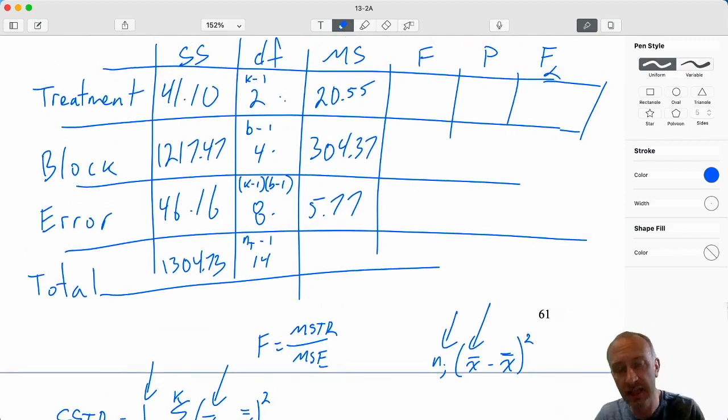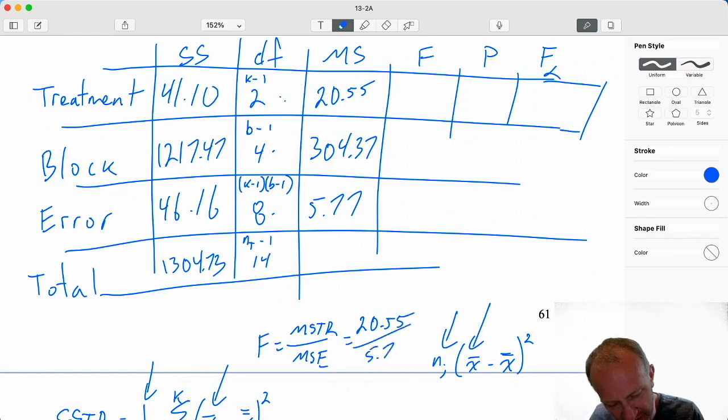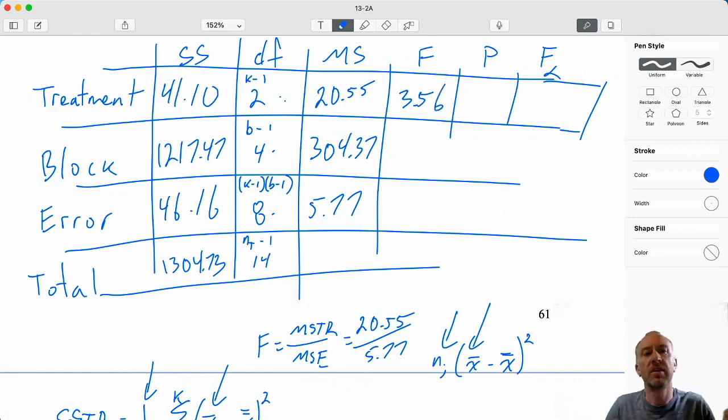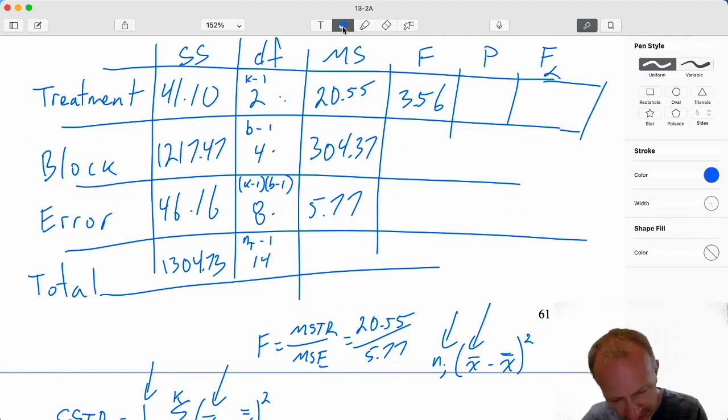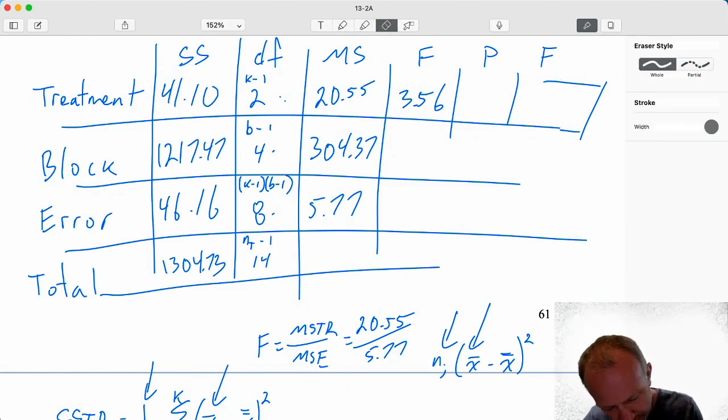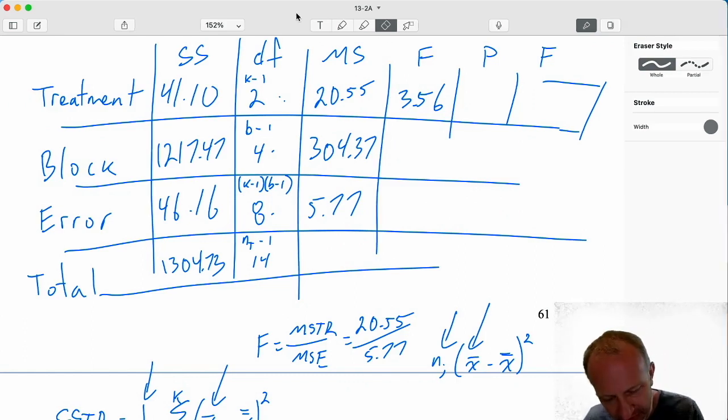So let's look at this. Our F statistic is 20.55 divided by 5.77. I have a test statistic of 3.56. What's next? F tables. It's the same process. We're going to the F tables. Let's do this test at the 0.05 level of significance.